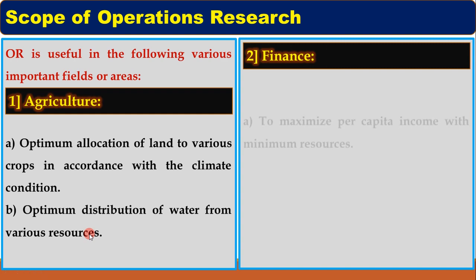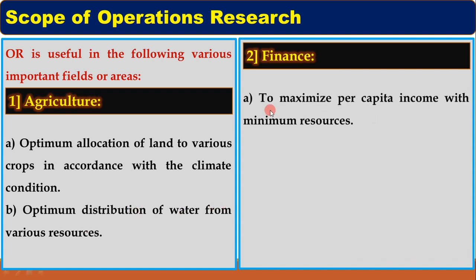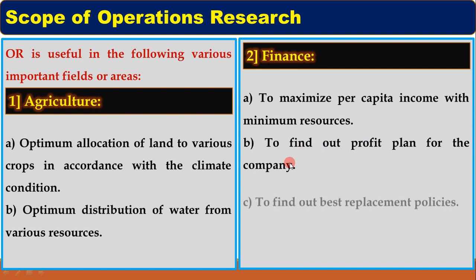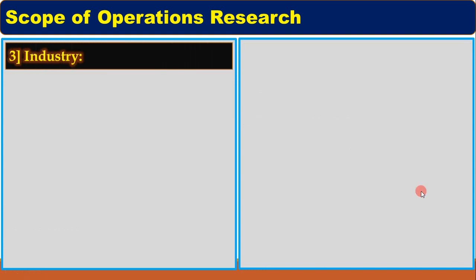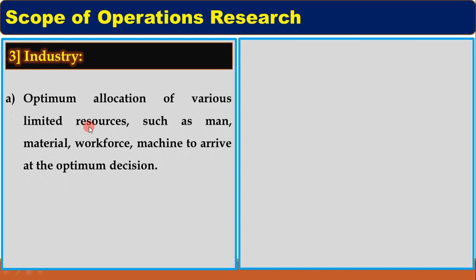Second area is finance. These OR techniques are used in finance to maximize per capita income with minimum resources. Also, it is used to find out the profit plan for the company. Also, it is used to find out the best replacement policies. Now, third area is industry. In industry, it is used to find out the optimum allocation of various limited resources such as man, material, workforce, machine to arrive at optimum decision.